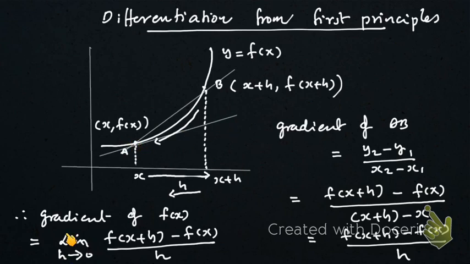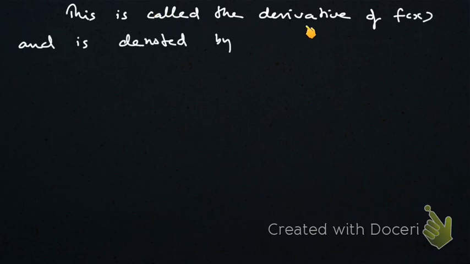So limit h tending to 0 of f of x plus h minus f of x by h turns out to be the gradient of the tangent, which is considered as the gradient of the function or the curve f of x. What we found now, the limit which we found, is called the derivative. The gradient is called the derivative of f of x. So the gradient of the tangent or the gradient of f of x which we found is called the derivative of f of x, and is denoted by the symbol f dash x.